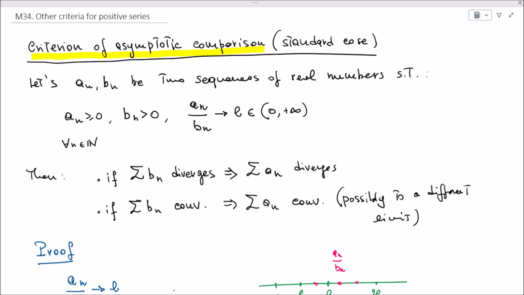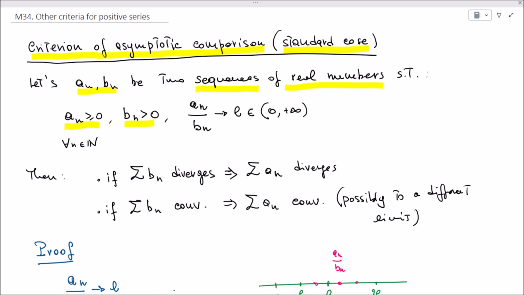Now, there are two versions of this criterion. We'll start with the standard case. Let's first introduce the setting to the criterion. Let's suppose that An and Bn are two real sequences. And these sequences are such that An is larger than or equal to 0 for every natural number. So it is just a sequence of positive or null numbers. And Bn is instead a sequence of strictly positive real numbers.